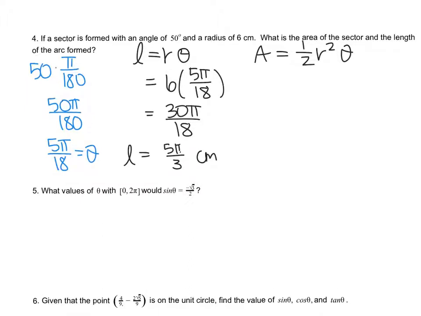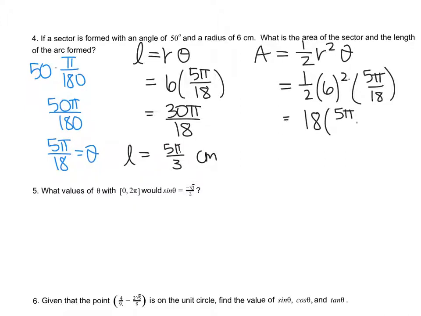For the area, we're going to have 1/2 times 6 squared times our theta 5 pi over 18. So 6 squared is 36. 36 divided by 2 is 18. So we're going to have 18 times 5 pi over 18. If I notice, the 18s are going to cancel, so my area is just going to be 5 pi centimeters squared.